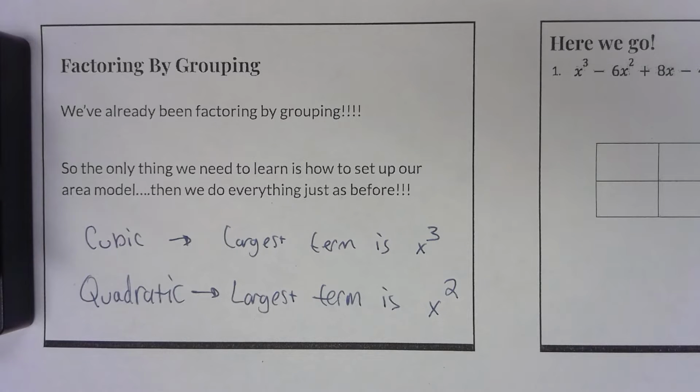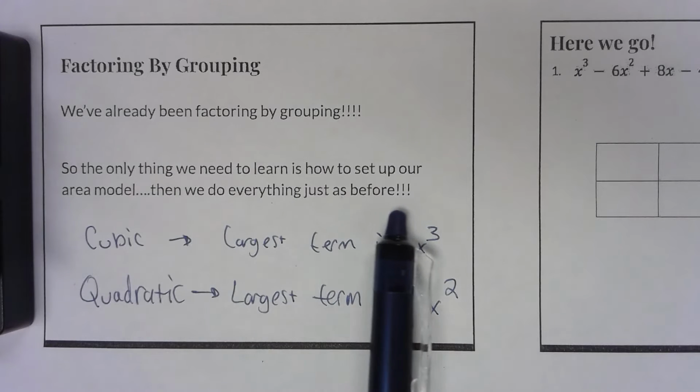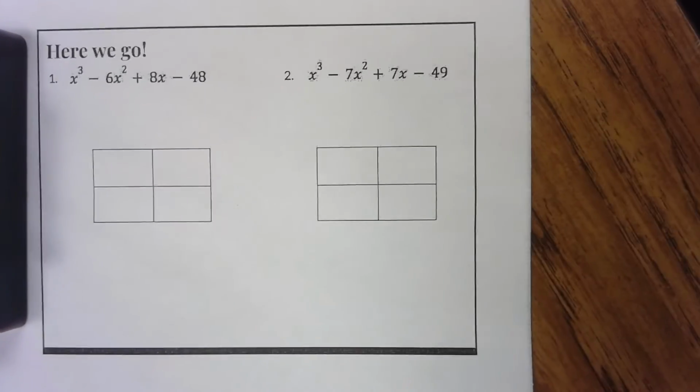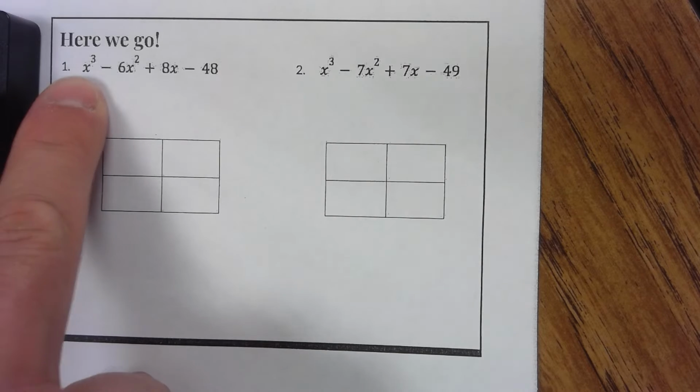So today's lesson is going to feel, in my opinion, a little bit easier than the quadratics because we're not having to do the a times c and add to b. All right, so the only thing we need to learn is how to set up the area model. Then we do everything just like what we did before. And so let's try right now. So like I said, largest exponent here is a 3.